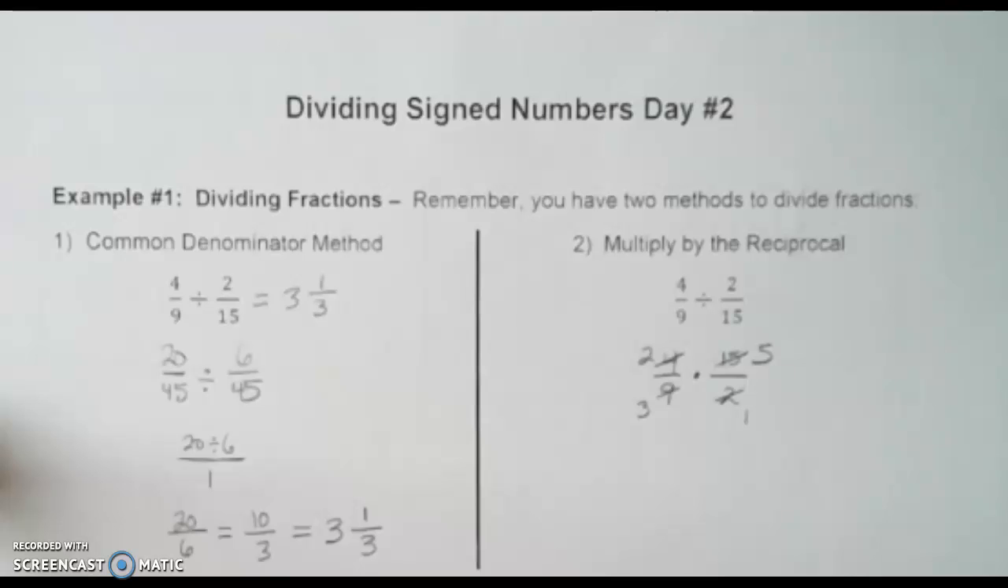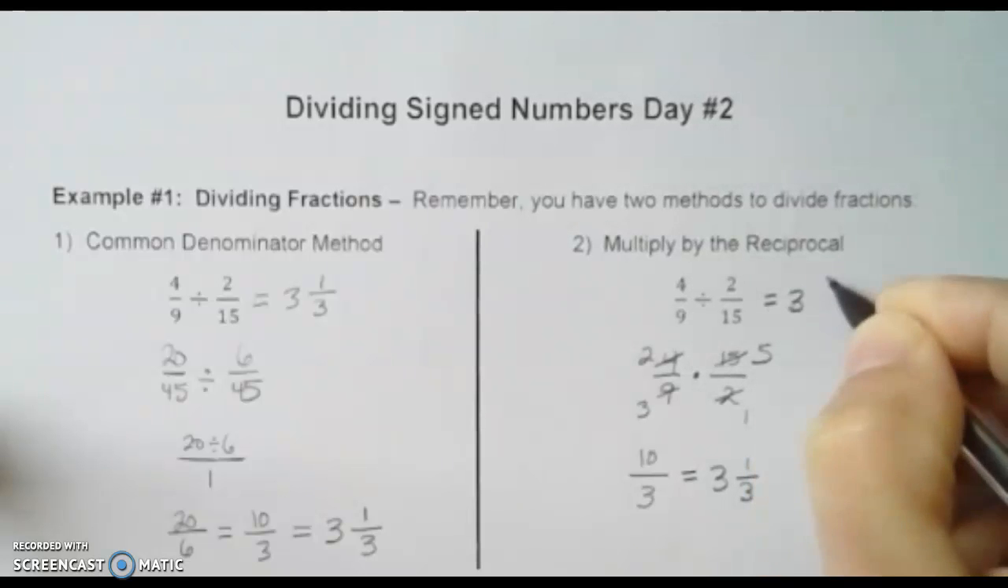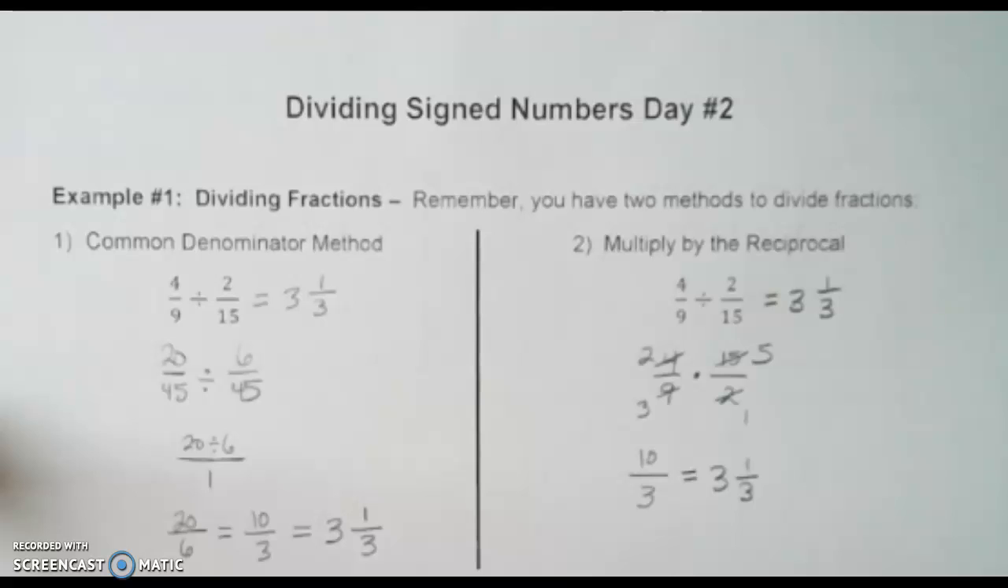Okay, so now using my simplified versions here, I'm going to do numerator times numerator, denominator times denominator. And when I do that, 2 times 5 is 10. 3 times 1 is 3. There's my 10/3, which I also had over here. And again, 10/3 is the same as 3 1/3. So either way that you do this, you get the same exact answer. Both methods will give the same result.